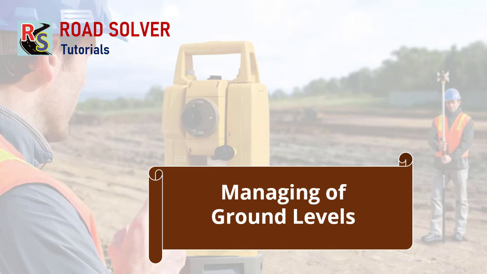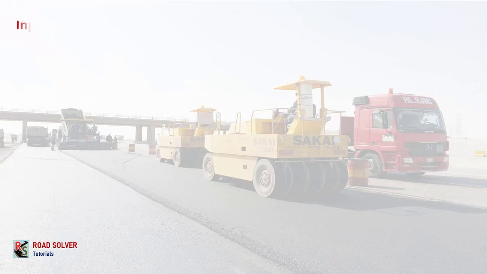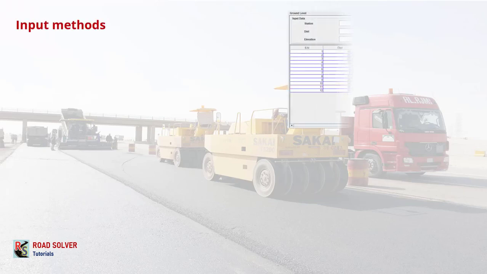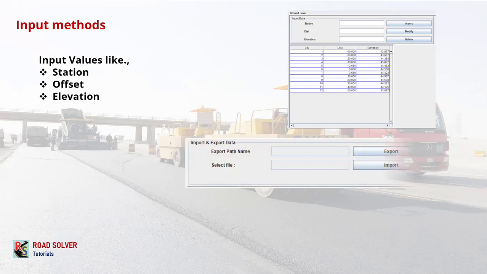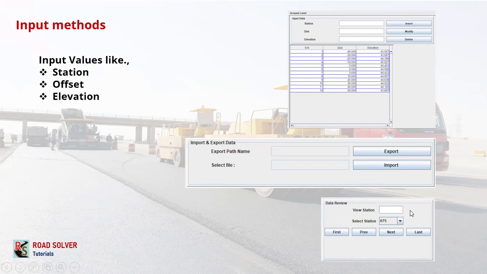So first, input methods. This is a table for the ground inputs. The input values will be the station, after that the offset, after that the elevation. These are the inputs of each element. Then there is an import/export panel, and after that a data review panel. These three panels will appear in the ground levels.